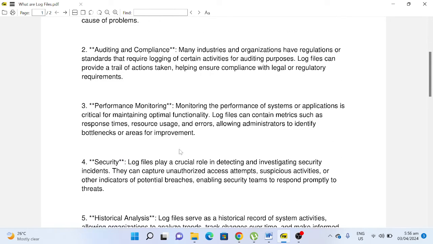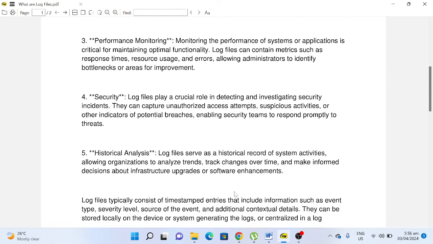Log files play a crucial role in detecting and investigating security incidents. They can capture unauthorized access attempts, suspicious activities, or other indicators of potential breaches, enabling security teams to respond promptly to threats. Number 5, historical analysis.